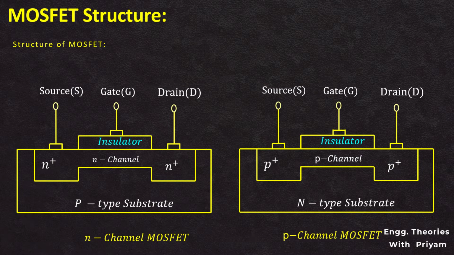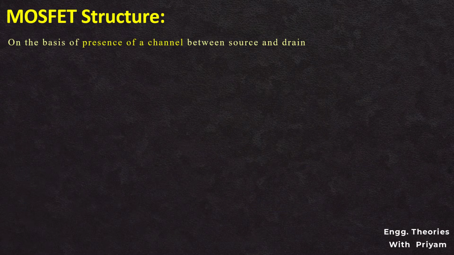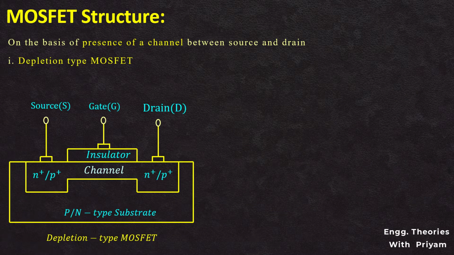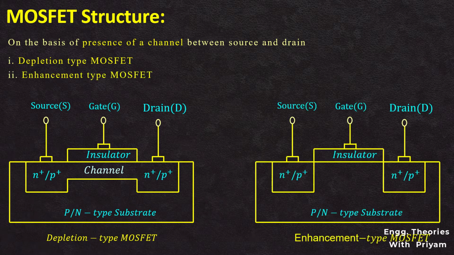On the basis of presence of a channel between source and drain, MOSFETs are of mainly two types. Depletion type MOSFET, where the channel is already present in between source and drain. Enhancement type MOSFET, where the channel between source and drain needs to be created by applying a voltage between gate and source.